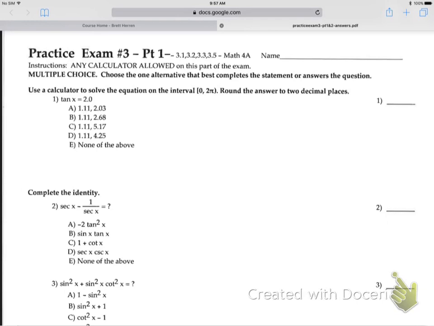All right. Let's start cranking through it. So number one, calculator, tangent of x equals 2. Use a calculator to find all the answers.